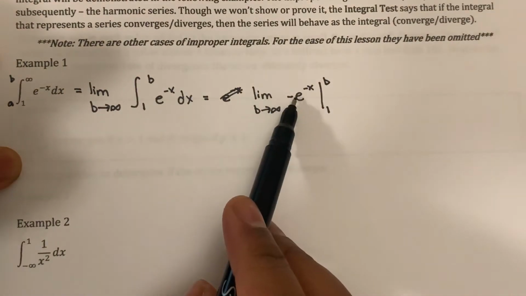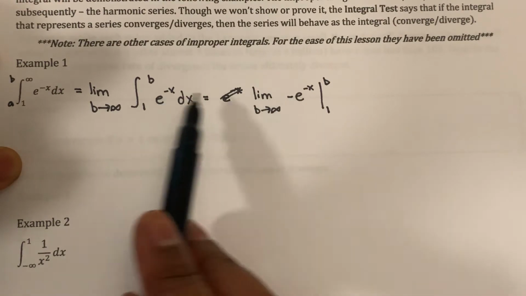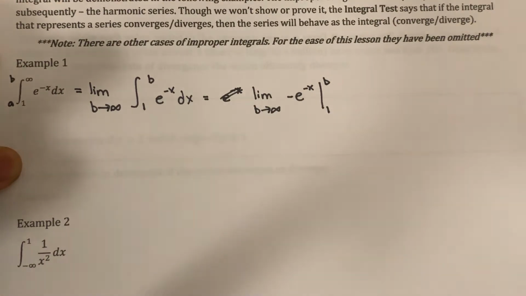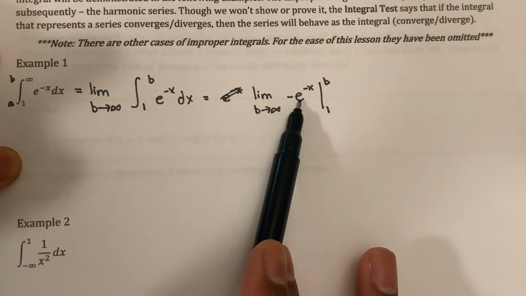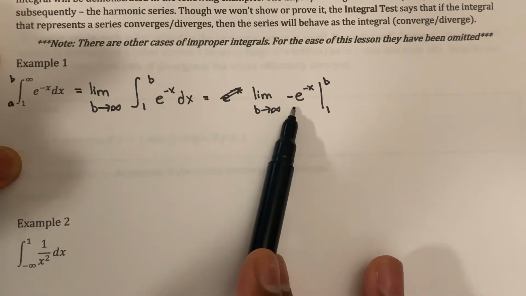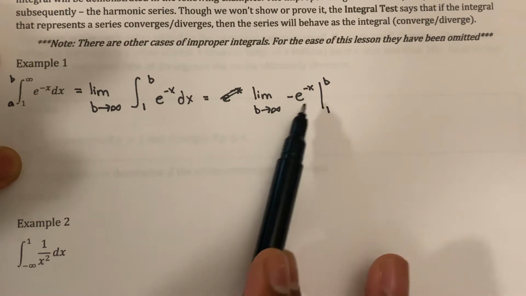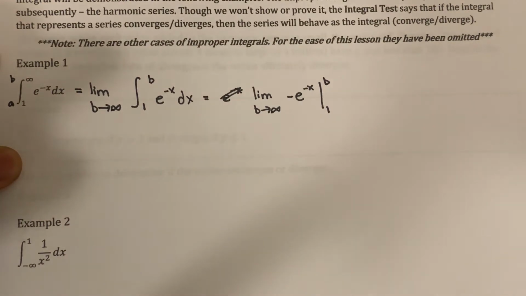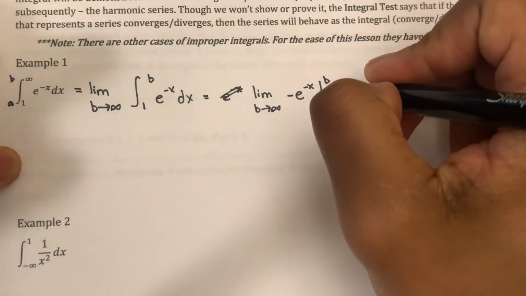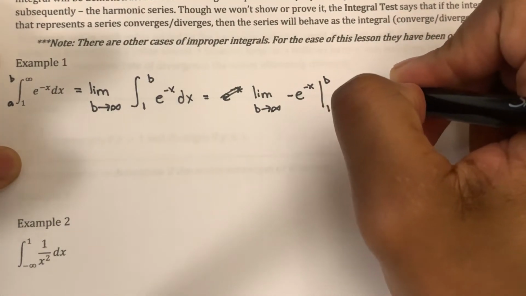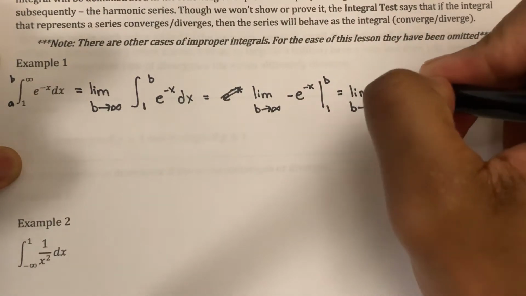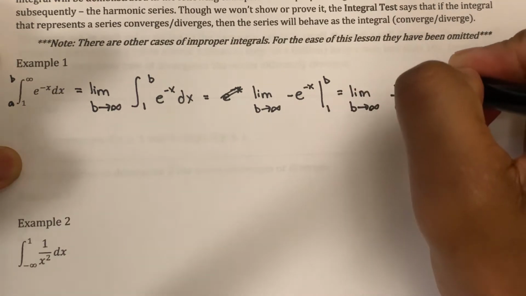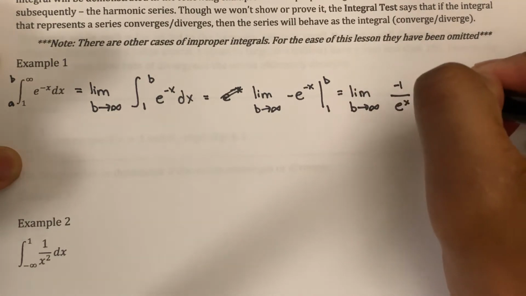Again, the reason we get this negative is because when you integrate an exponential function whose exponent is a linear function, you get e to that linear function and you divide by the slope of that linear function. So we get e to the negative x divided by -1, which is the same as multiplying by -1. The rewrite that you could do is the limit as b approaches infinity of -1 over e to the positive x evaluated from 1 to b.